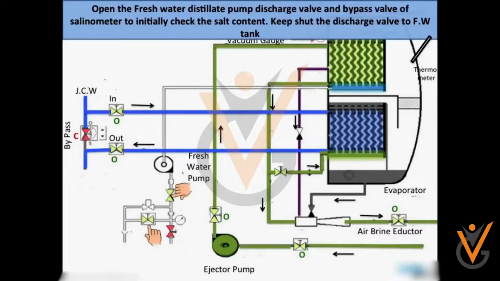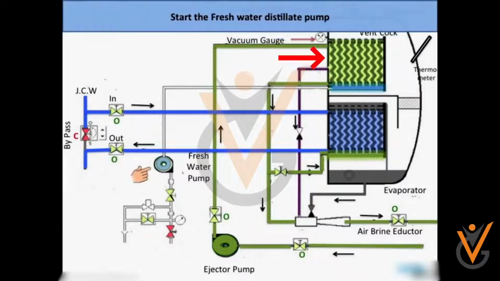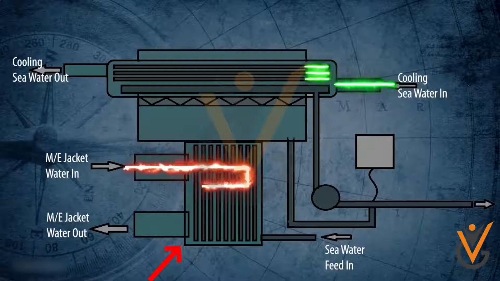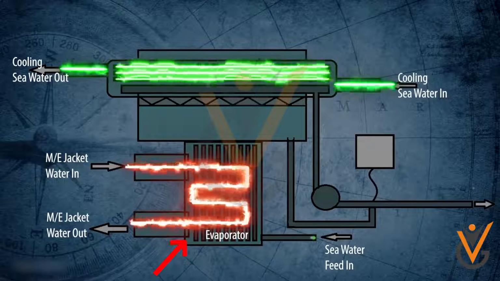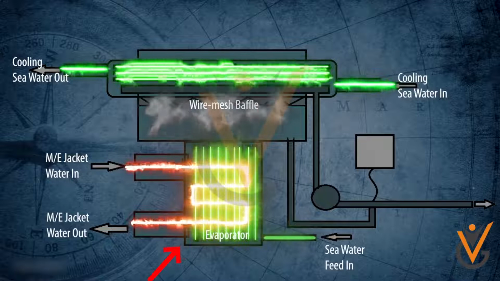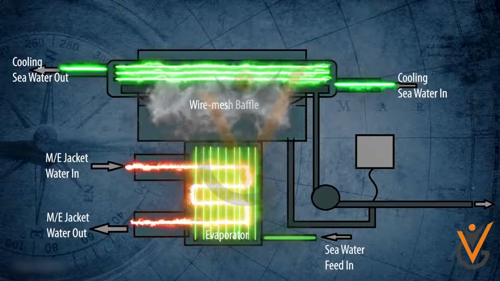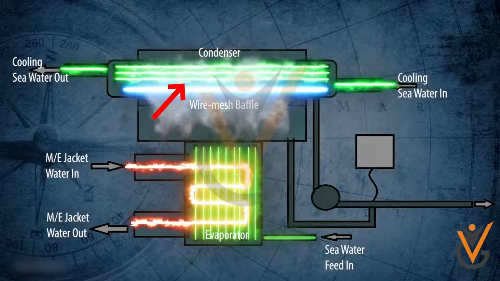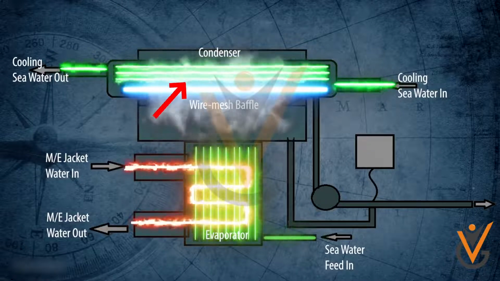The main body of a fresh water generator on the ship consists of heat exchanger, distillate pump, ejector pump, air brine ejector, salinometer, demisters or mesh separator. Heat exchanger, evaporator. It is used to boil off the seawater at lower temperature with the help of vacuum created inside the fresh water generator shell. Condenser. It uses the seawater to cool down and condense the steam to achieve distilled water.